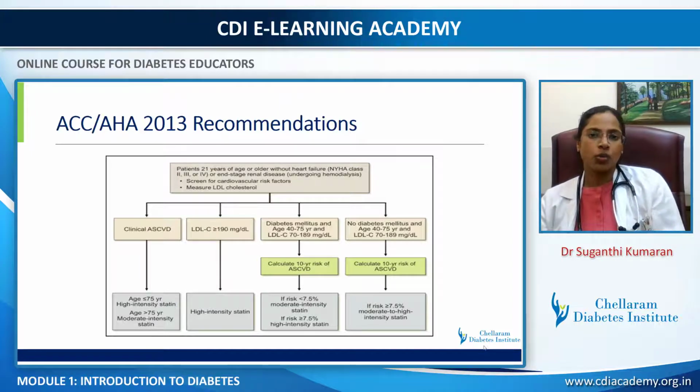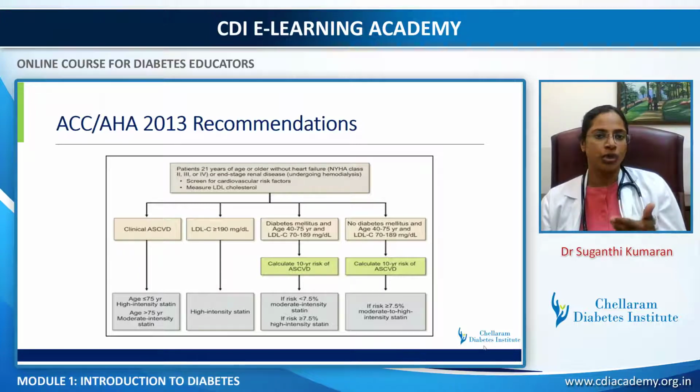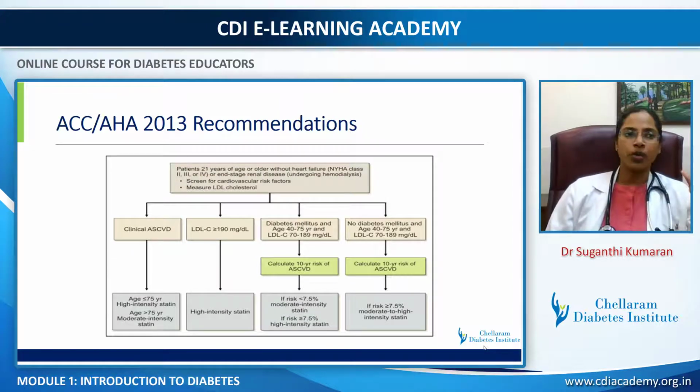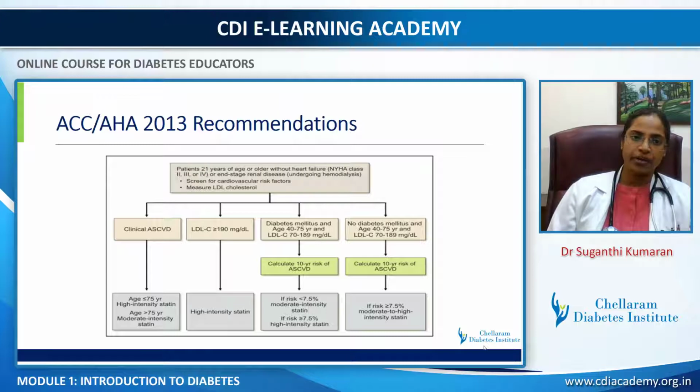We have to calculate the risk as shown in the picture. Patients 25 years of age or older without heart failure, New York Heart Association class 2, 3 or 4, or end-stage renal disease undergoing hemodialysis, they should be screened for cardiovascular risk factors. And then they measure the LDL cholesterol. So these are the two things that you do for a patient: check for the cardiovascular risk factors by using a calculator and measure the LDL cholesterol. If they do have atherosclerotic cardiovascular disease and the age is less than or equal to 75, we start them on a high intensity statin.